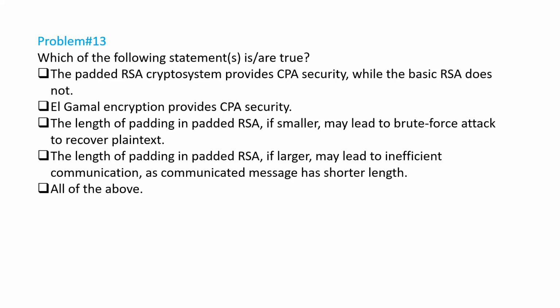observing which of the M cap, where M cap is the padded version of the underlying message M, actually gives us back the ciphertext that we are seeing. So by doing such an exhaustive randomness space search, we can attack the RSA crypto system. This is possible if L is too small to resist such an exhaustive search attack. So L should be sufficiently large to ensure that such an attack does not occur.